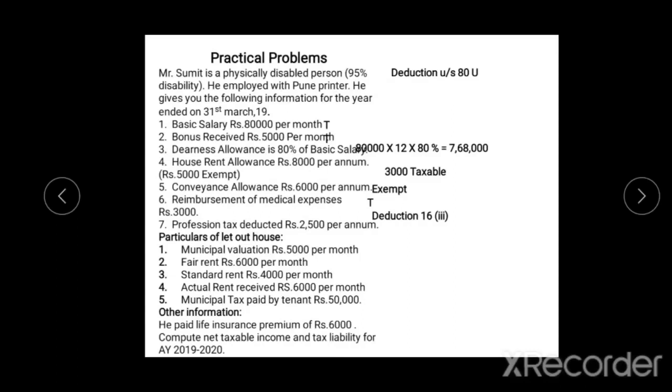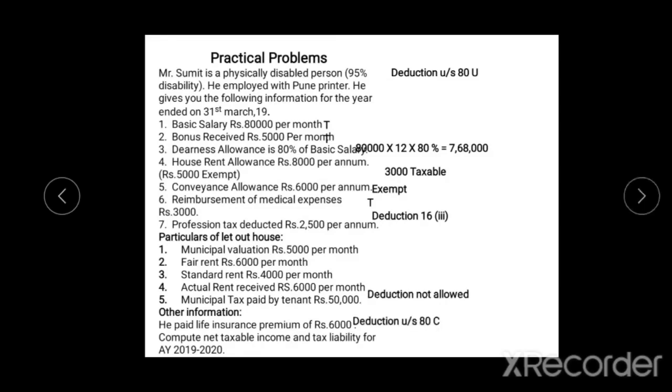So here municipal tax, fair rent, all this information is given. Municipal tax paid by tenant is rupees 50,000. Again, you know very well that municipal tax paid by owner is always allowed as a deduction under the head income from house property. Municipal tax paid by tenant is not allowed as a deduction under the head income from house property.